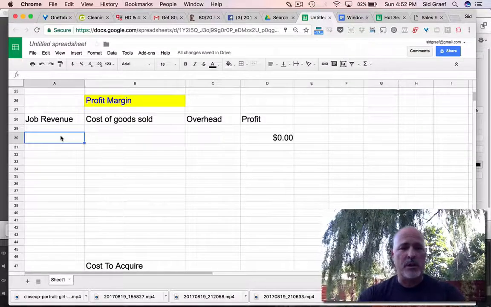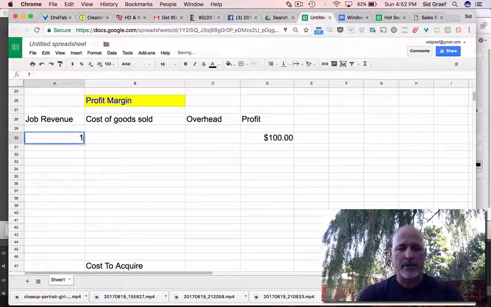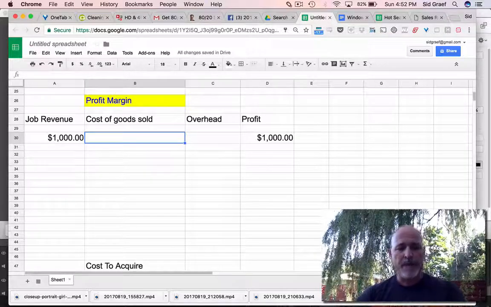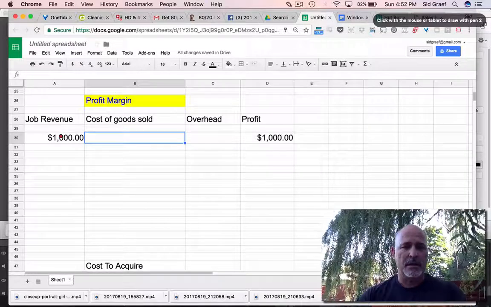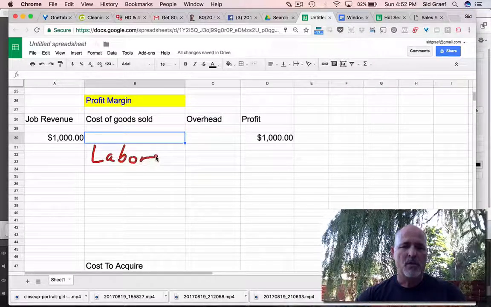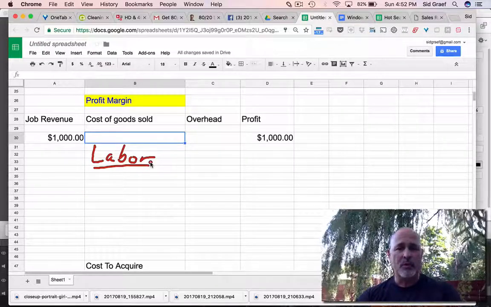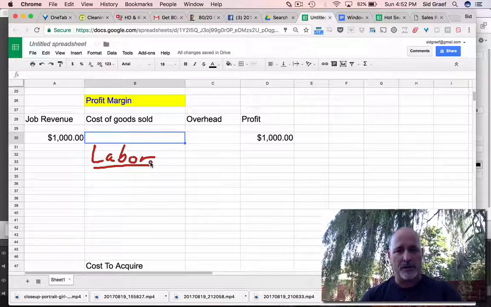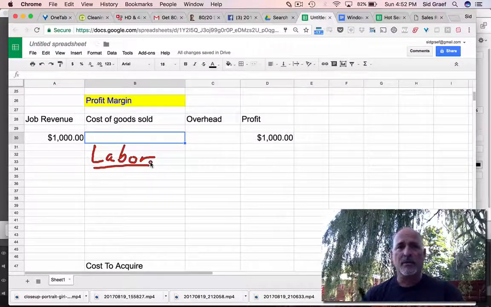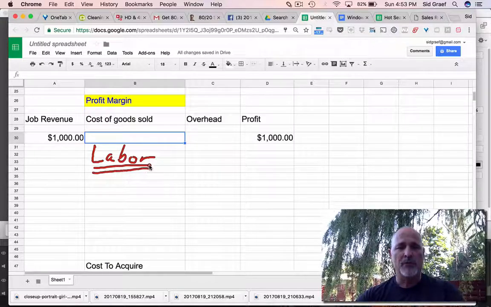Let's start with, we've got a $1,000 job. Actually put in 1,000, and your cost of goods sold, the main number in this cost of goods, is your labor. And please understand that if you're cleaning windows and doing the work yourself, the money you pay yourself is not profit. Whatever you pay yourself to do the work is part of your labor cost.